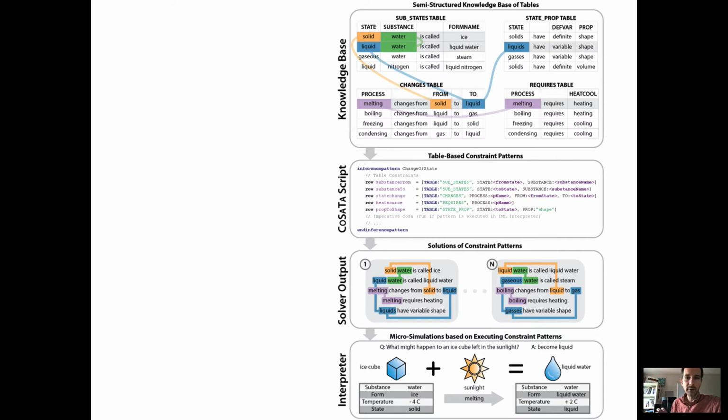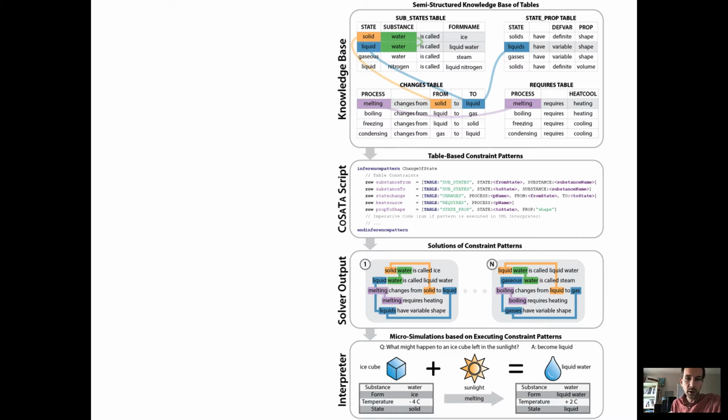So the solver is standalone, and it's designed to be very easily integrated with other systems. But CoSaTa doesn't stop there. It has two components. One, the constraint satisfaction solver, and number two, this interpreted language that allows you to write very small amounts of imperative code that pair with these declarative constraint satisfaction patterns. That allows you to actually experiment with executing very minimally specified micro simulations that support question answering.